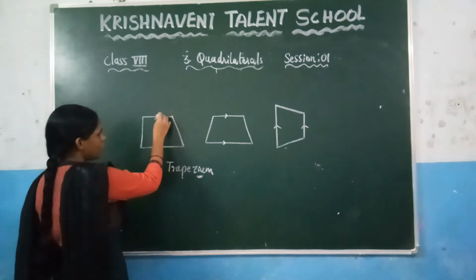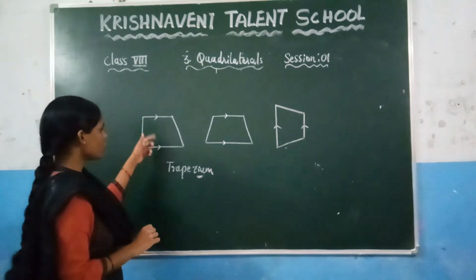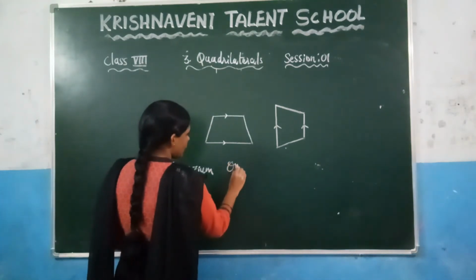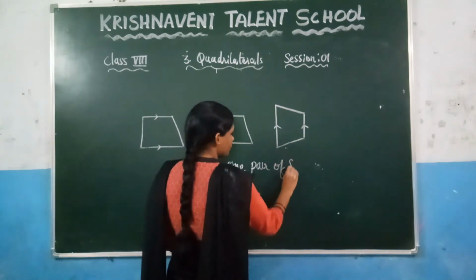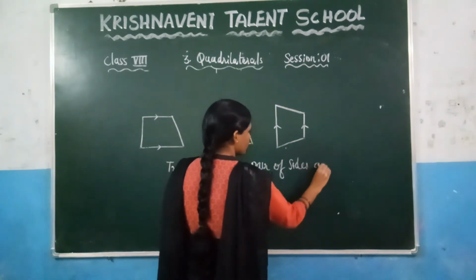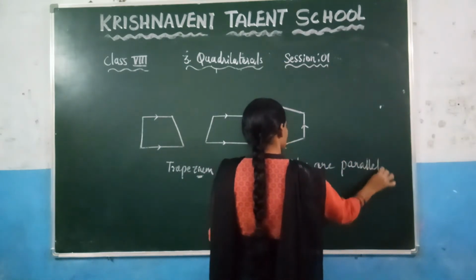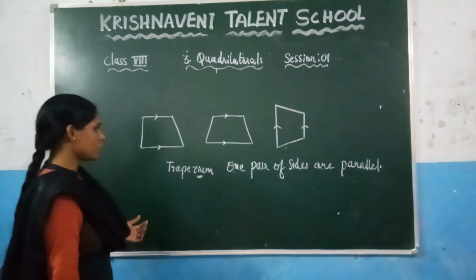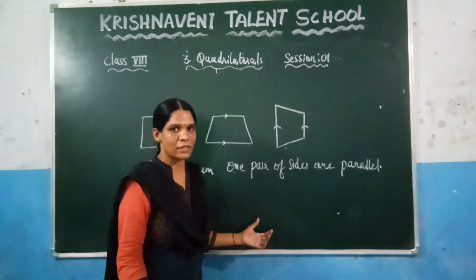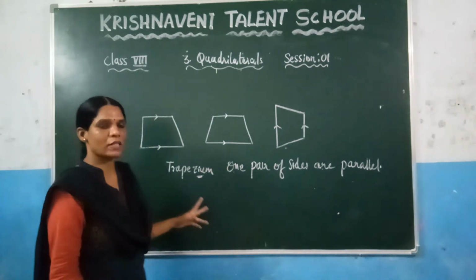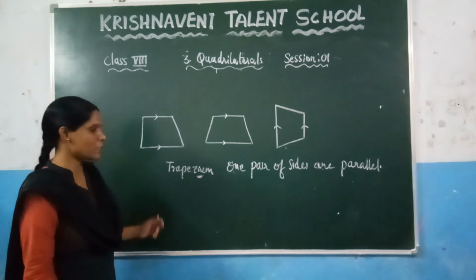Here you can observe that this is one pair and this is the other pair. Pair is nothing but two. So here you can observe that in a trapezium, one pair of sides are parallel. So what is meant by the trapezium? If one pair of sides are parallel in a quadrilateral, then we call it a trapezium. Now see here, these are the examples of the trapezium.